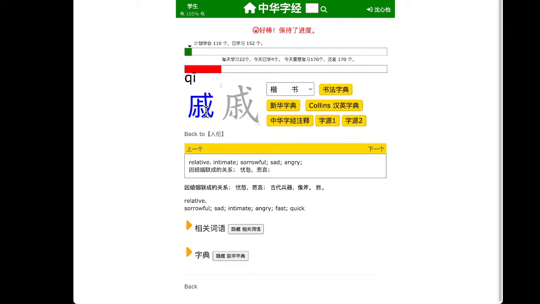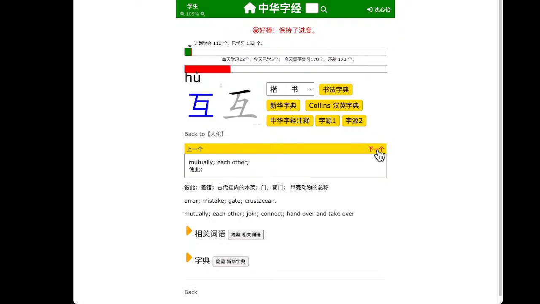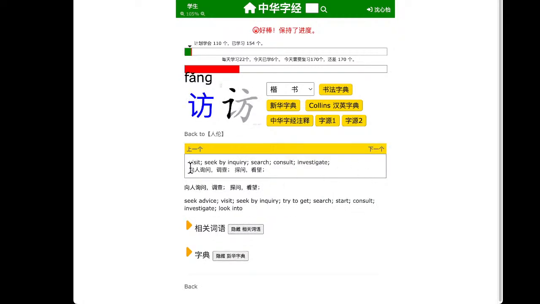Qi refers to your relatives, but also to sorrow and sadness. Hu means mutual. Sorry about that. Fang means you're visiting or seeking, consulting, investigating.